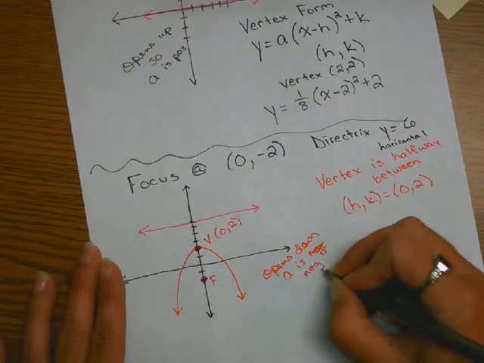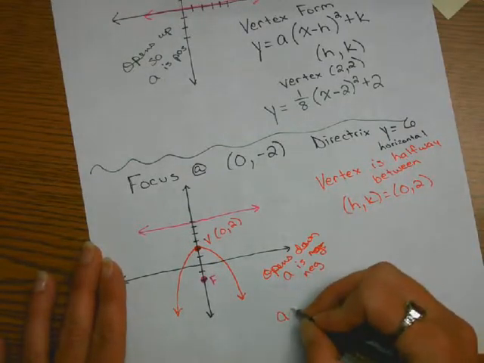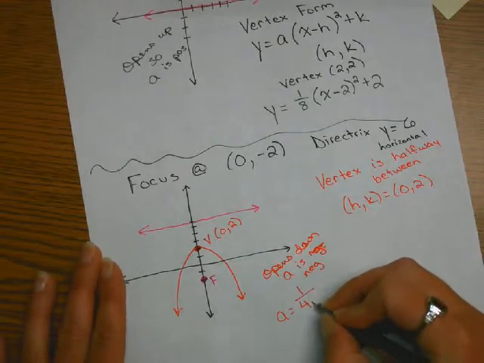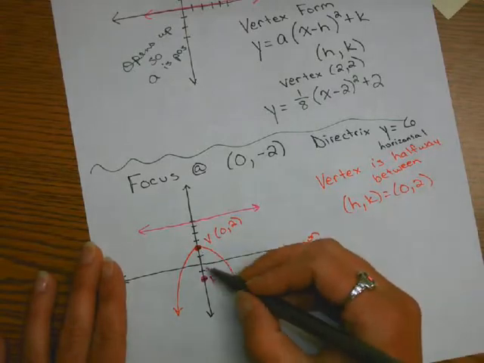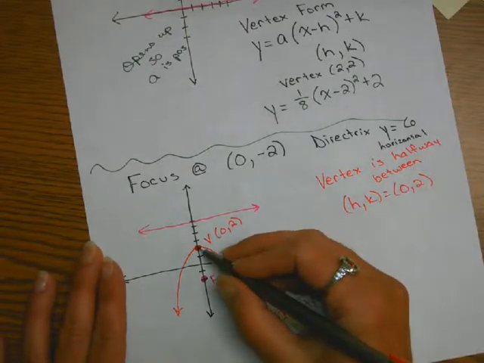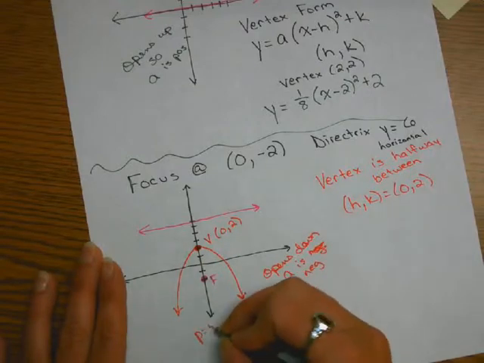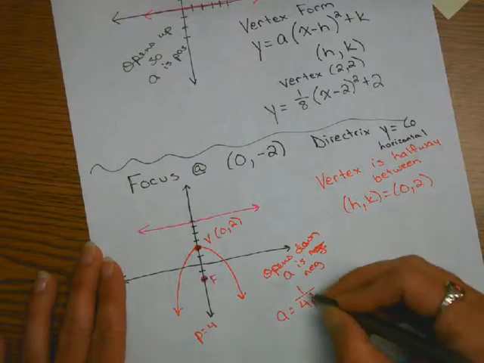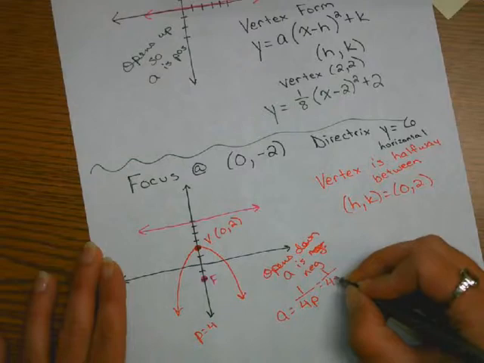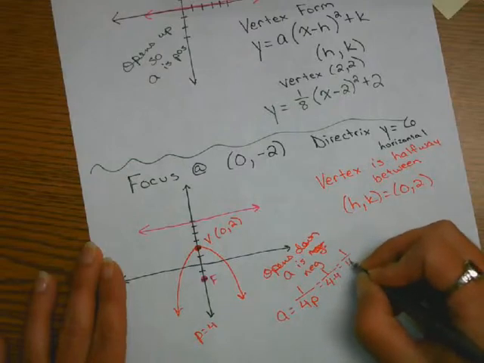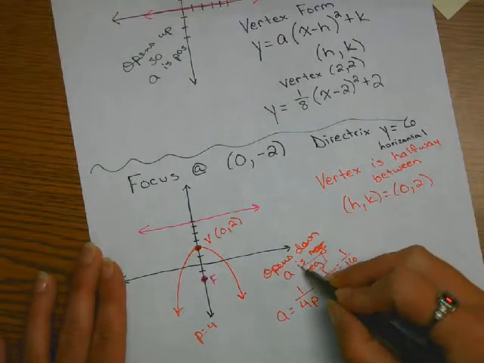I just need to know the value of A. So A is 1 over 4p. P is the distance between the vertex and the focus. So how many steps was that? 1, 2, 3, 4. So P is 4. So 1 over 4 times 4. 4 times 4 is 16. And when I write the equation, I need to make sure it's negative.